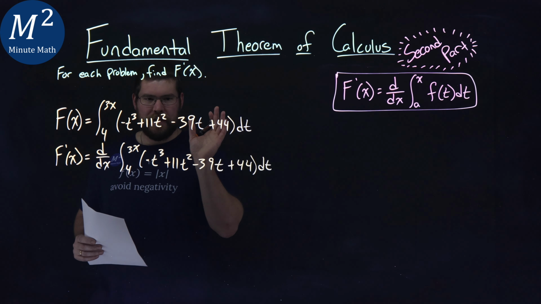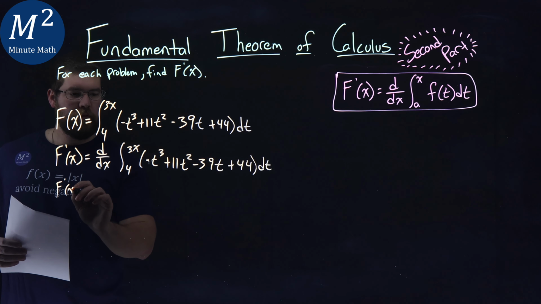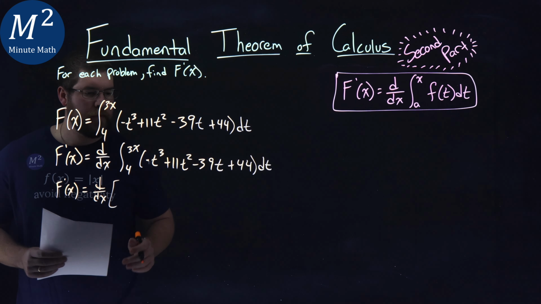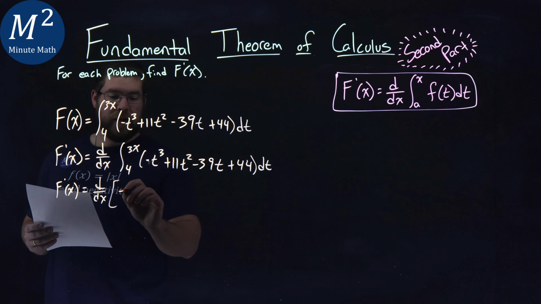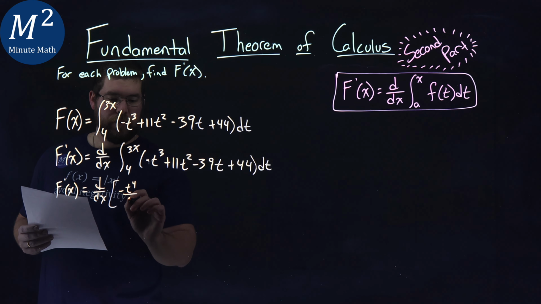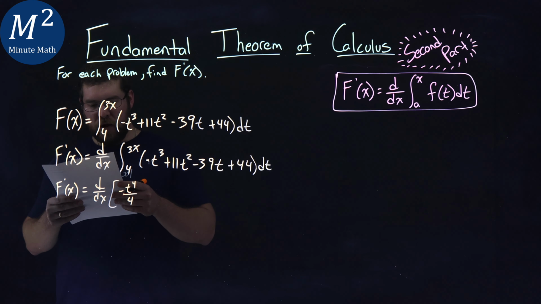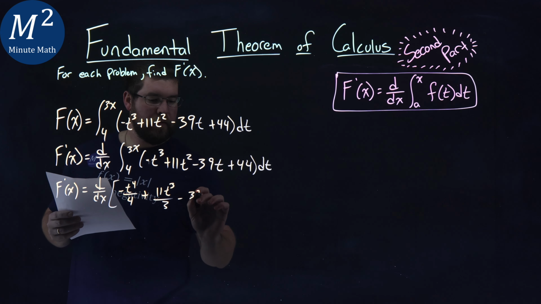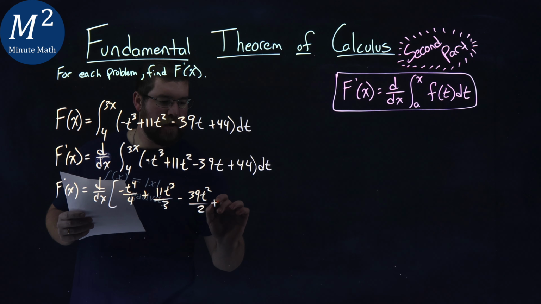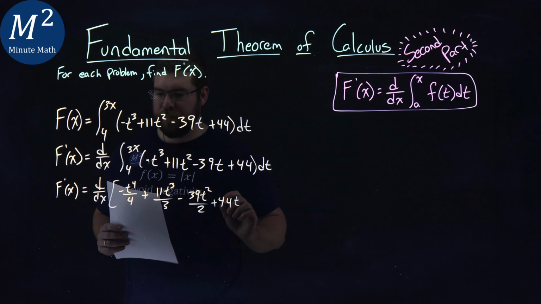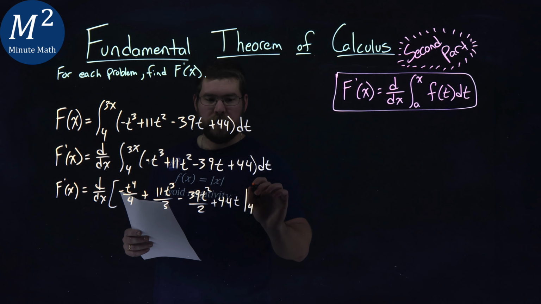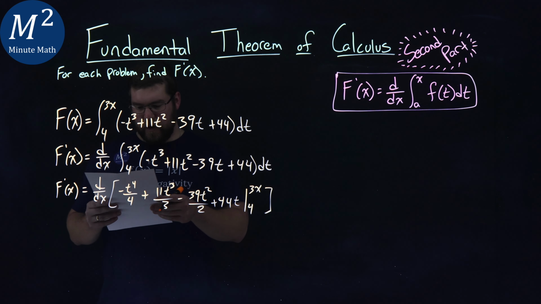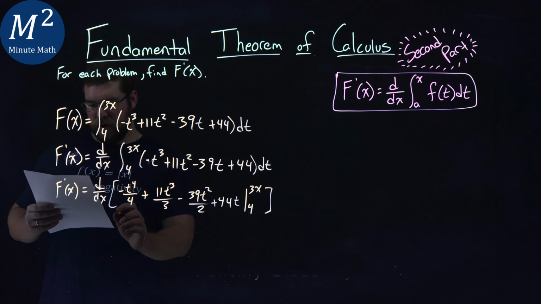Alright, so first let's find the integral of our function with respect to t. So d over dx. Alright, the integral of negative t to the third power is negative t to the fourth over 4, plus 11t to the third over 3 for the second part, minus 39t squared over 2, plus 44t. Pretty big one. And we're integrating this from 4 to 3x. Okay. So let me write it out, I'll just write that down here and make sure I have enough room.